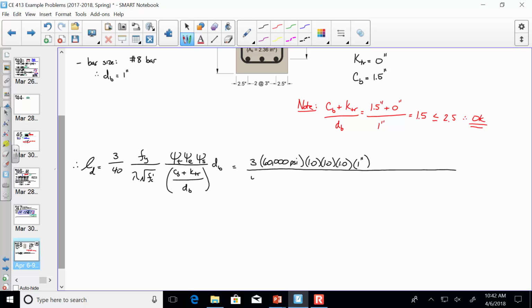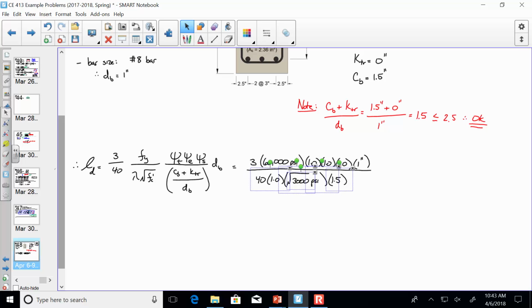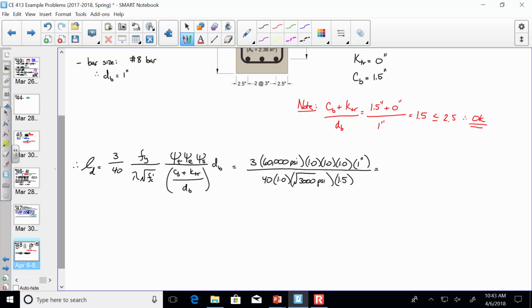And then on the bottom, we have 40. We have 1 for lambda. We have the square root of 4,000. Or is it 3,000 or 4,000? It's 3,000. 3,000 PSI. And then our ratio, and instead of doing the fraction again, we already computed that. That's 1.5. So what does that come out to be? 54.8 inches. So for simplicity, we would say 55 inches. So that bar would need to be embedded to a length of 55 inches, or those 3 bars would be embedded to a length of 55 inches to develop their capacity.